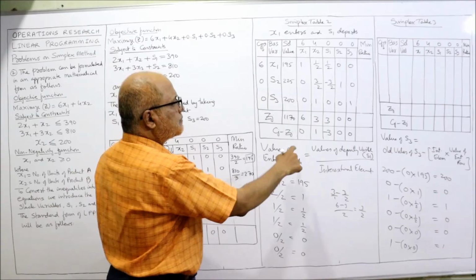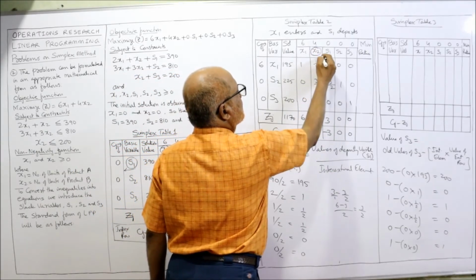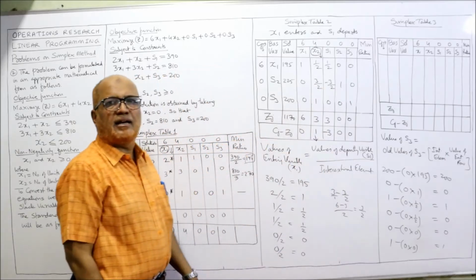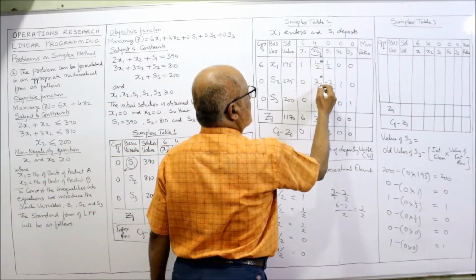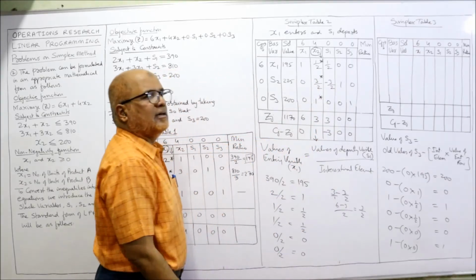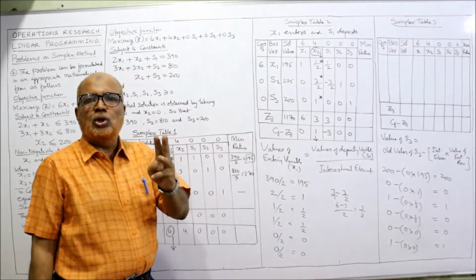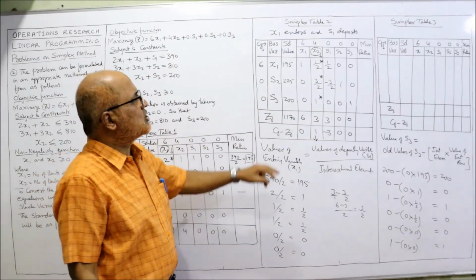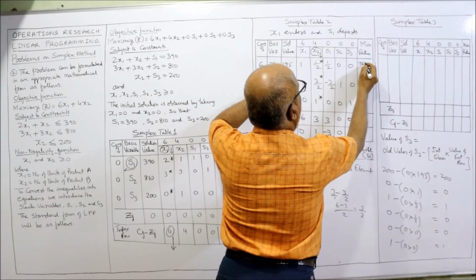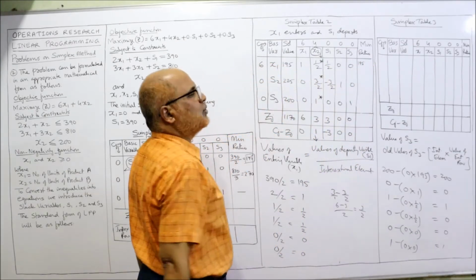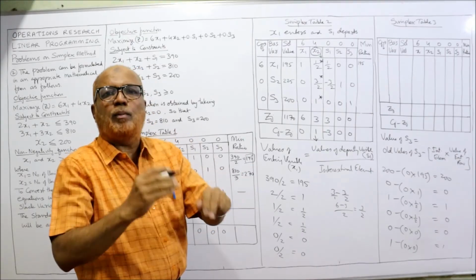So here, this is the entering variable. X2 is the entering variable in the next iteration. So these are the intersectional elements, right? Now which is the departing variable depends on minimum ratio. Solution value divided by intersectional element. Solution value is 195, divided by 1 by 2. If we multiply, it will become 2 by 1.